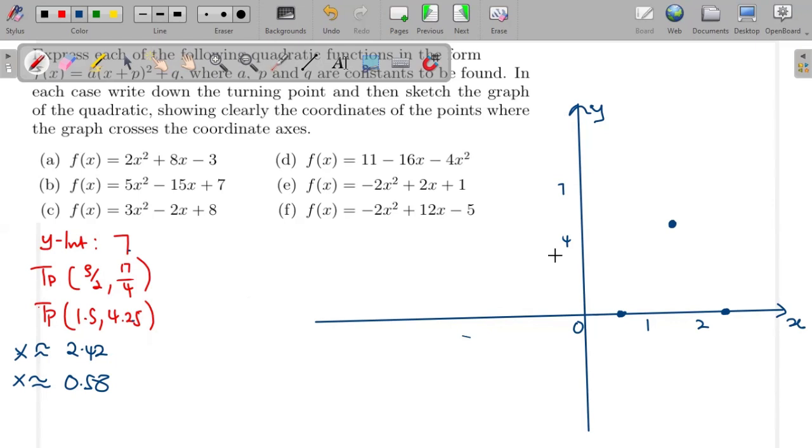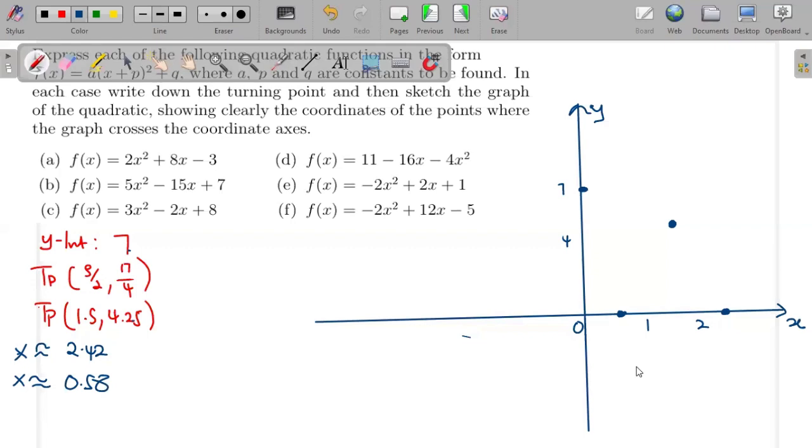My y-intercept is 7. Did we find the correct thing here? Because the y-intercept is showing like it's there. I think we made a mistake on the turning point. No wonder it's not making sense, because how can a graph turn here and then the y-intercept is there? So we made a mistake here.